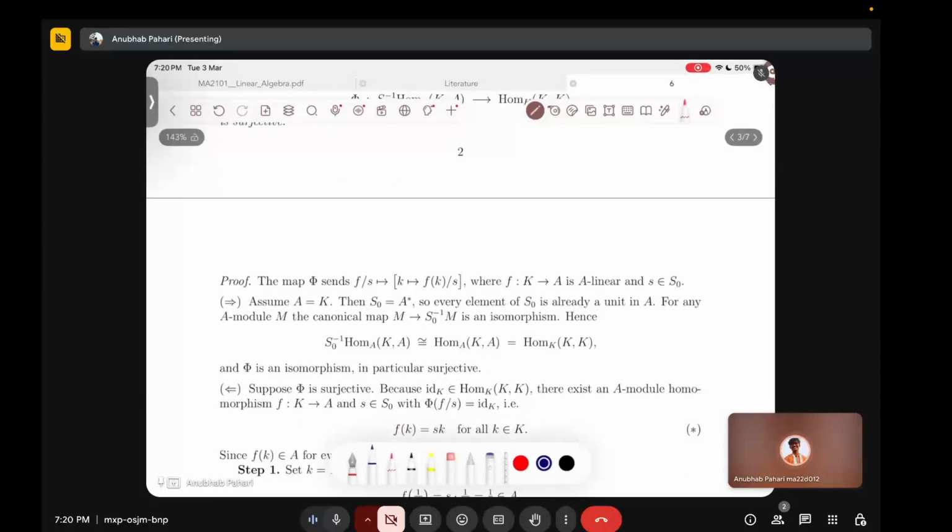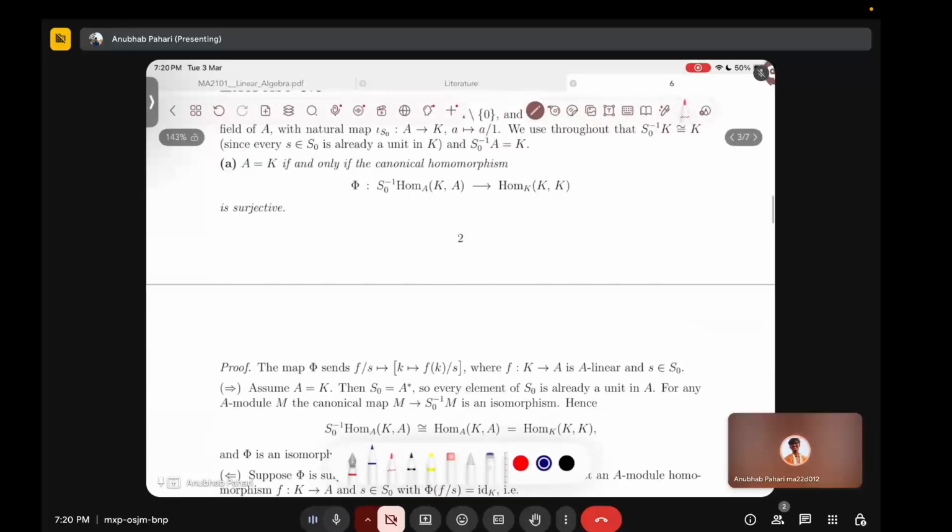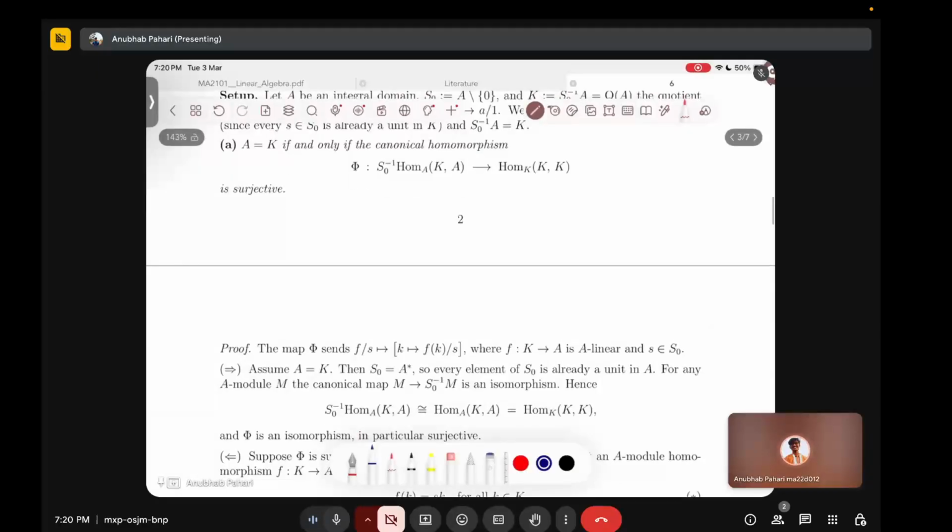Now the map phi sends f by s to k going to f(k) by s, and this is clear, right? Because f is a map from K to A and s is an element of S0. So f(k) belongs to A, and A is a subset of K, therefore f(k) by s as an element of K is well defined. Moreover f from K to A is A-linear and small s belongs to capital S0.